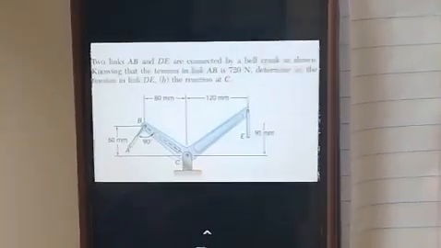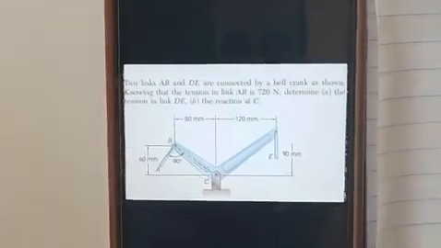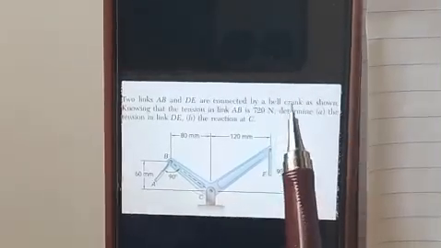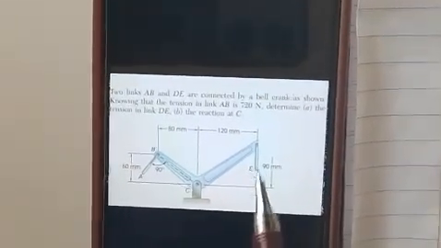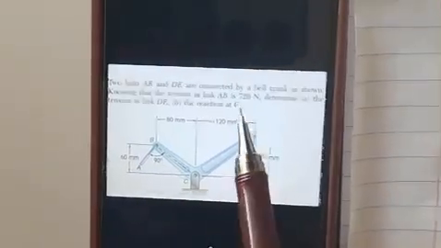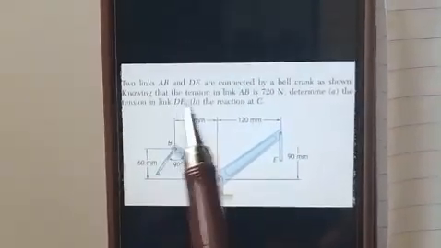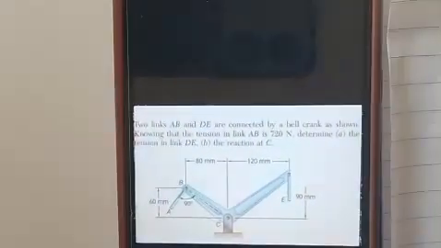So, here is a question on equilibrium of a rigid body. The question says two links AB and DE are connected by a bell crank as shown. So, those two links are connected by a bell crank. So, this is the bell crank as shown. Knowing that the tension in link AB is 720 Newton.